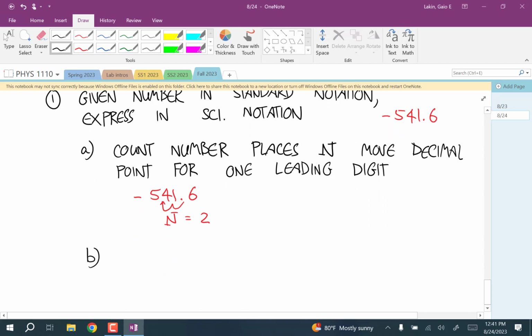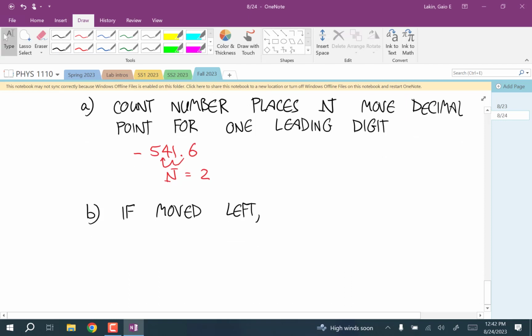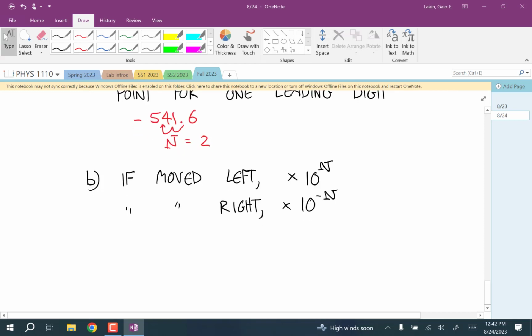Then second, if you moved the decimal point to the left, you multiply your number times 10 to the positive N. And if you moved to the right, you multiply times 10 to the minus N. In the example, we moved 2 decimal places to the left, so our answer is going to be negative 5.416 times 10 to the positive 2.